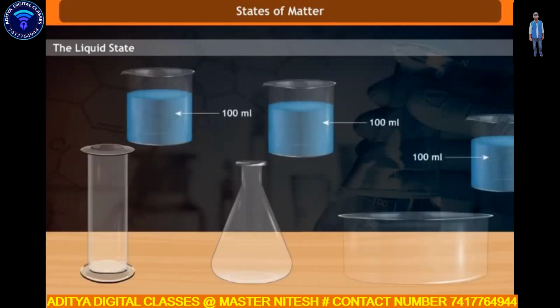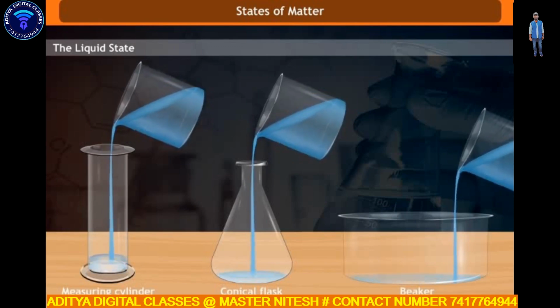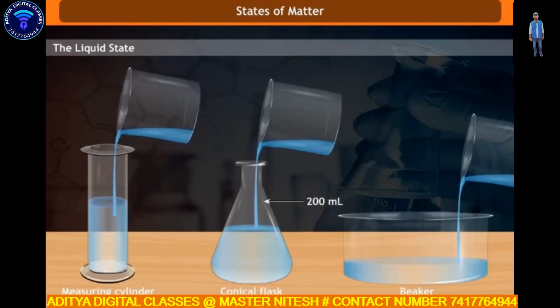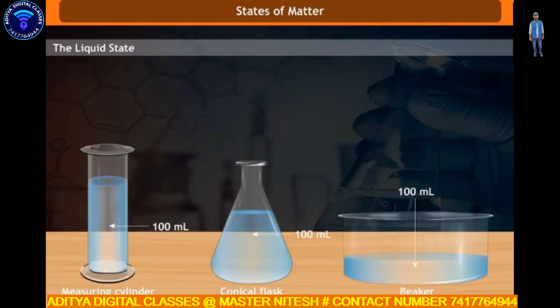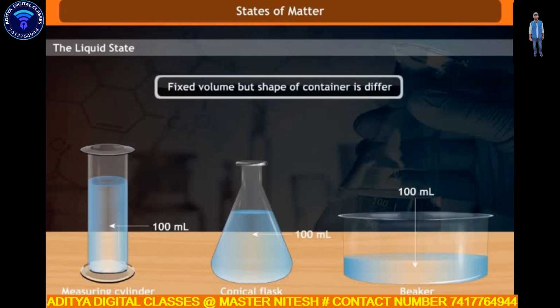Take 100 milliliter of water in a container and pour this water in different containers such as 200 milliliter, 250 milliliter and 150 milliliter and observe the level of water. We observe that the level of water in containers differs, but the amount of water is the same in all the containers. We conclude that liquids have fixed volume, but the shape is not fixed. It acquires the shape according to the shape of the container.